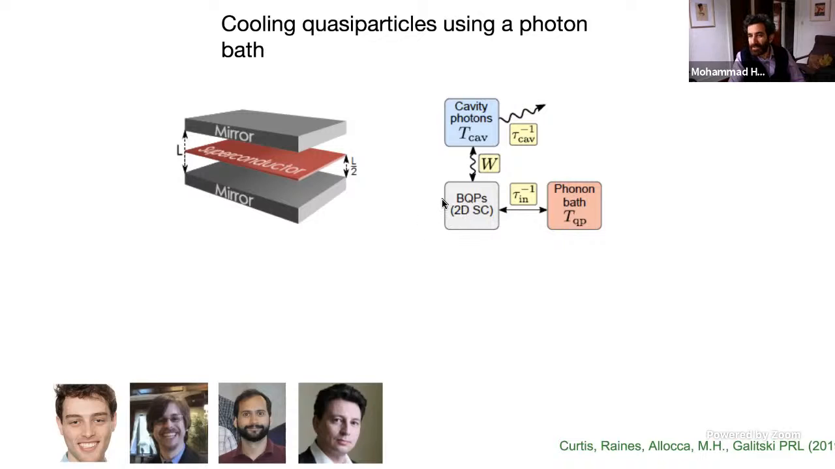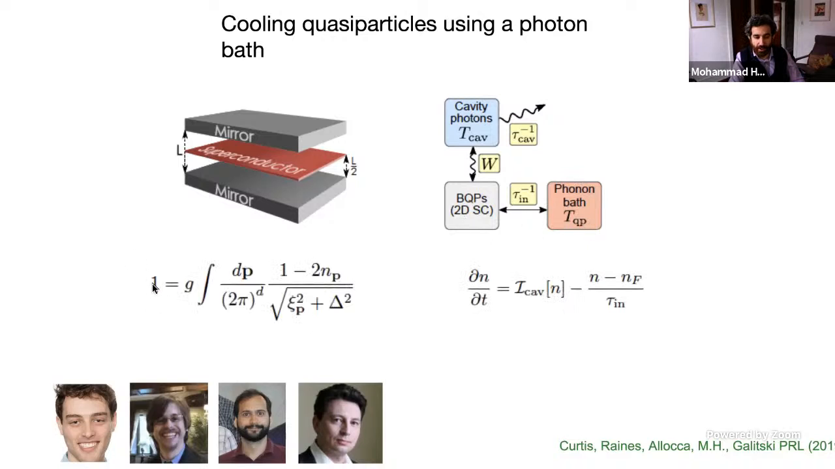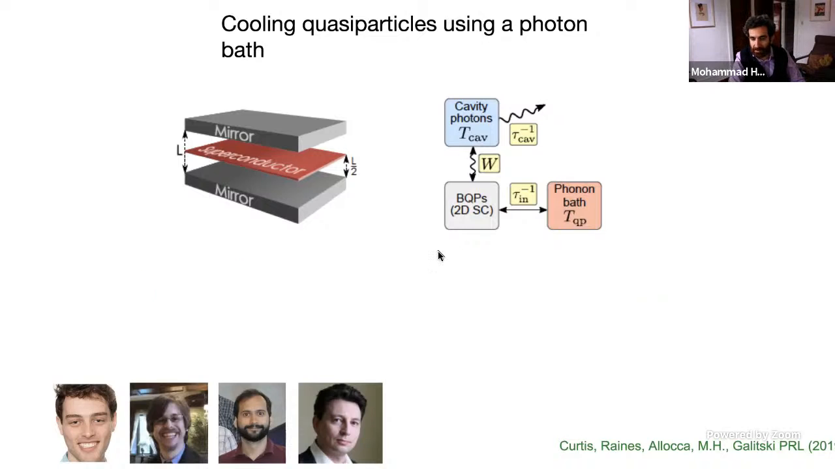So the idea is very simple to understand. You have this body of quasiparticles. They are usually coupled to a phonon bath, and then you have a gap equation that sets the gap of your superconductor, and it's usually thermalized with this phonon bath. What we are doing is coupling it to a cavity at another temperature lower than the temperature of the phonon bath. So you basically cool this volume of quasiparticles, and then you effectively enhance the gap.